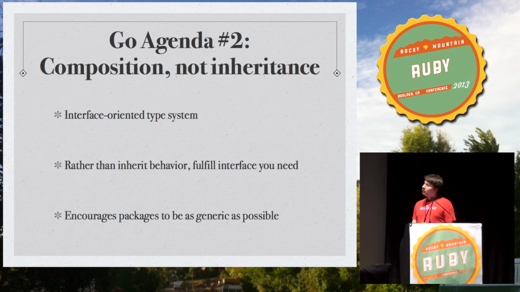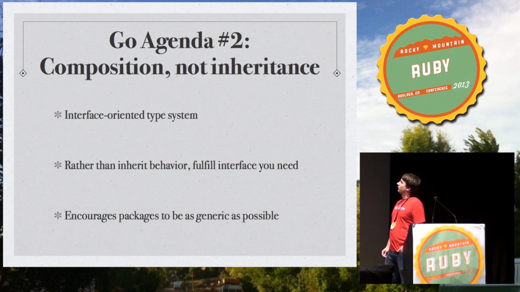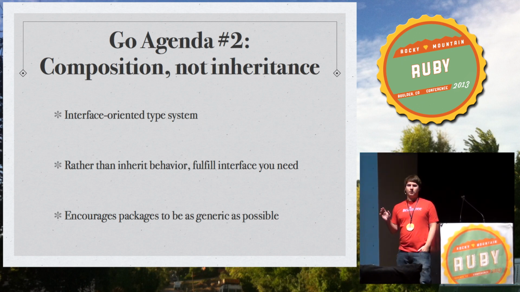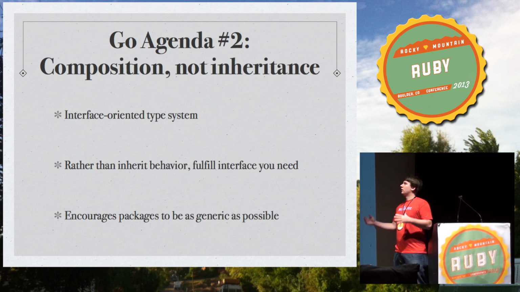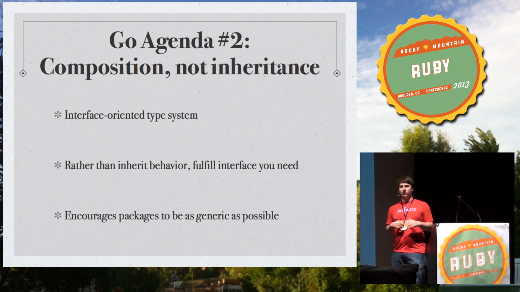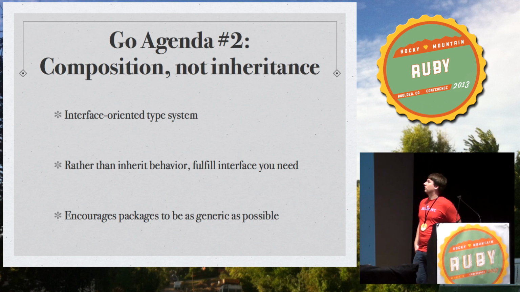Agenda point number 2, let's do composition instead of inheritance. Everyone here knows what I mean by composition and inheritance, right? Composition is just when classes coordinate other classes rather than trying to get new behavior from some language-defined mechanism.